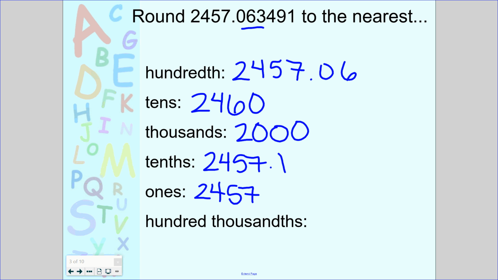What number is in the 100 thousandths place? 1. Close. 9. Yep. So with this one, you almost have to count it. Tenths, hundredths, thousandths, 10,000s, 100,000s. So it's the 9 that we're looking at. The 1 after it tells me to do what? Round down. Keep the number the same. So that would round to 2, 4, 5, 7, 0, 6, 3, 4, 9. Just pretty much take that 1 off.